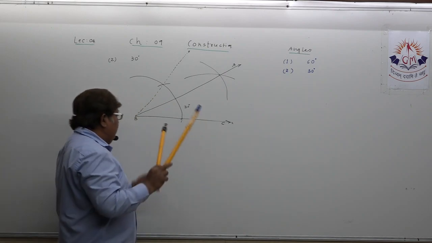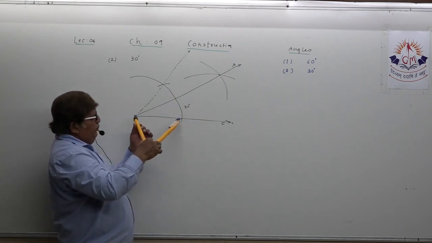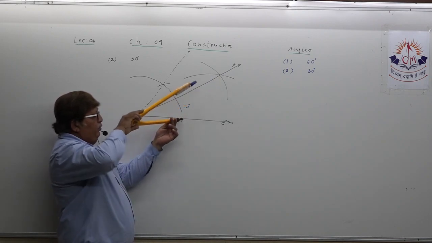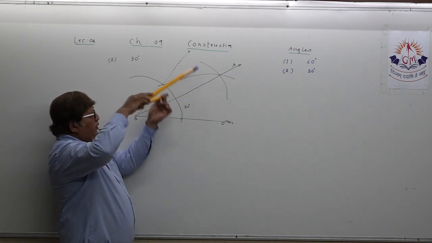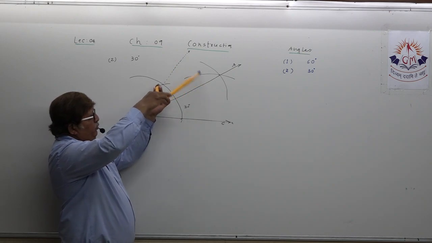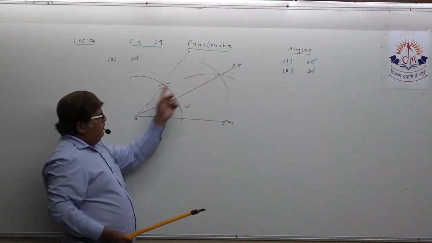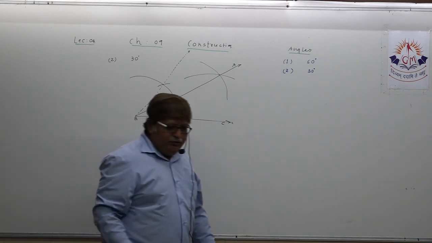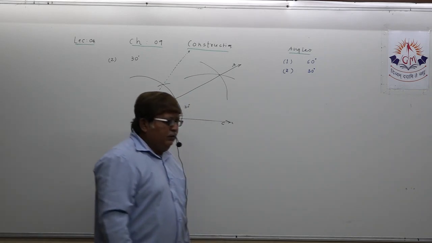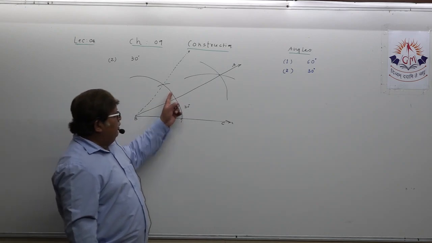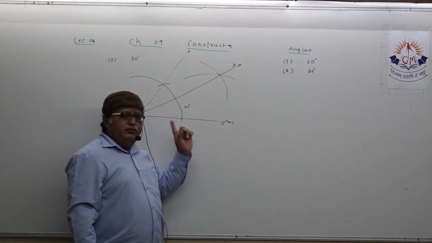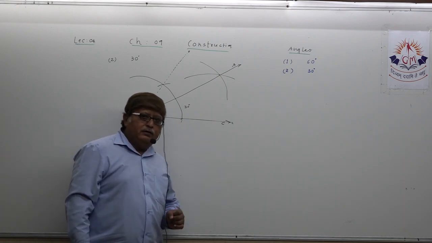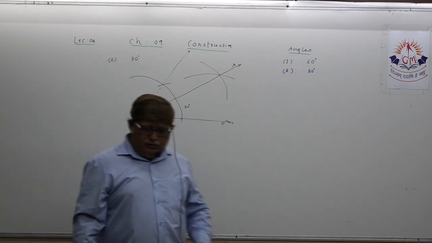Now what you have done? You have kept the same radius and drawn two arcs, one from this point, one from this point. Two arcs intersect at one point, and you draw BA, that becomes the angle of 30 degrees. This is also an angle of 30 degrees. This way you can construct an angle of 30 degrees.